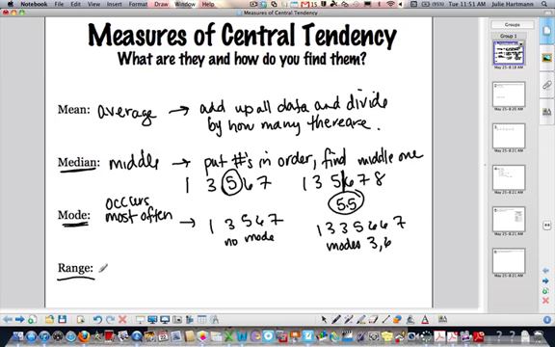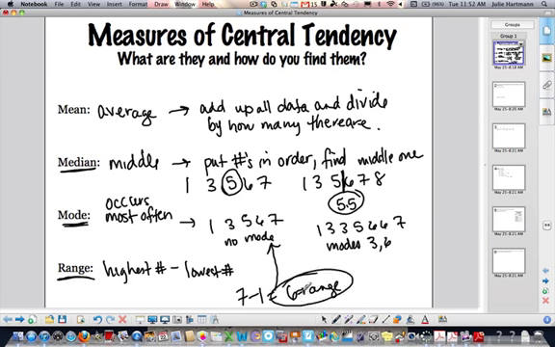And the range, different than the domain and range in that sense. The range is basically your highest number minus your lowest number. So if you're going to say this data right here, 1 to 7, your range would be 6. That would be your range. So that's what the measures of central tendency are and how we find them. So let's look at a couple.